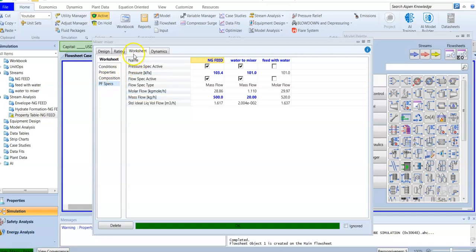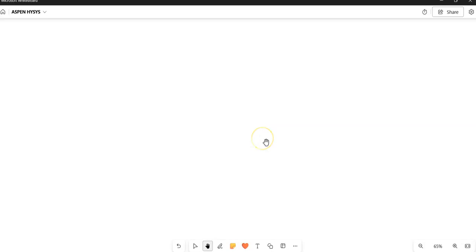The final section of the mixer worksheet is the PF spec. The PF here is standard for a pressure flow specification. So this is important to understand. Here in Aspen HYSYS, we can simulate a steady state and a dynamic.